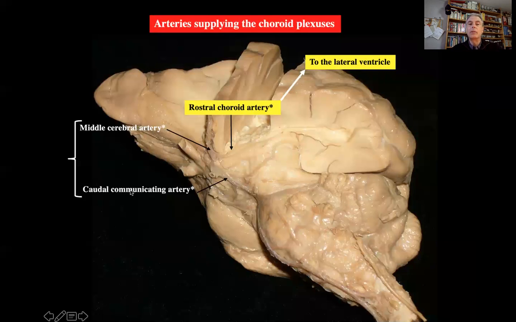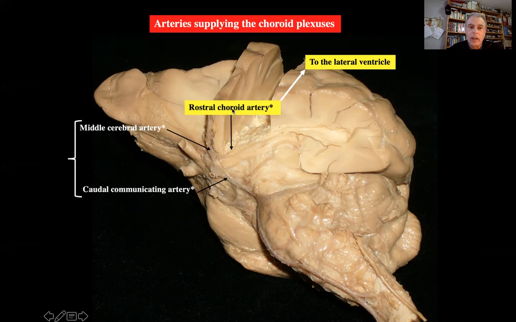So now we have to talk about the arteries supplying the choroid plexuses. These choroid plexuses are arterially vascularized. First we have the rostral choroid artery. The rostral choroid artery is going to give blood to the choroid plexuses of the lateral ventricle.